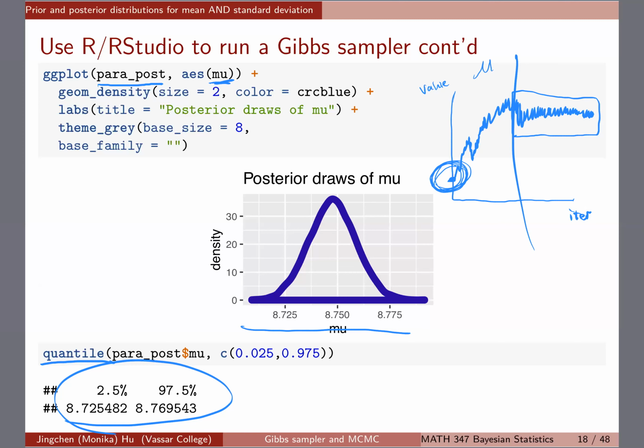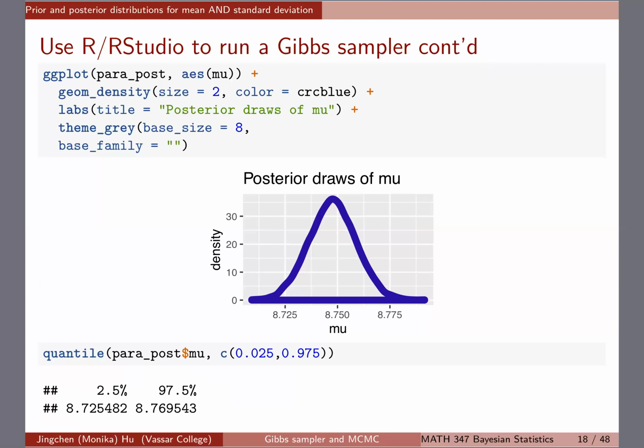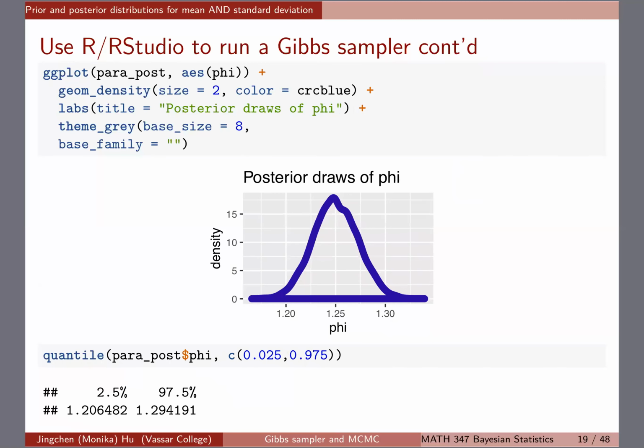And to that end, you can probably be convinced that whether I give the initial value for phi or mu, it doesn't matter either. I can start my Gibbs sampler from mu or from phi, whichever is fine. The initial value in the end wouldn't matter. So this is how you can summarize the posterior distribution of mu, and this is what you can do about phi. You access the column of phi from para post, and then you can also use the quantile function here.